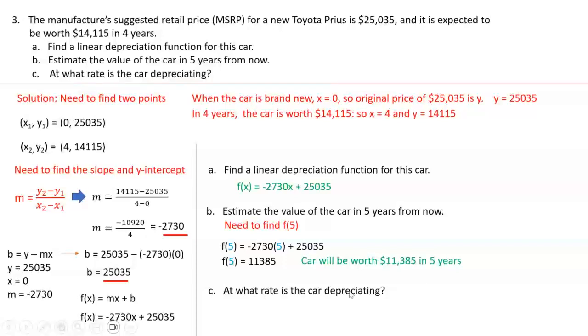Now for part C, it's saying at what rate is the car depreciating? The word depreciating means that it is negative. So this means that, in reality, what is the slope? So the slope is, but because it says depreciating already, we don't have to put the negative. We just say the car is depreciating at $2,730 per year. This is the answer for part C. Okay.